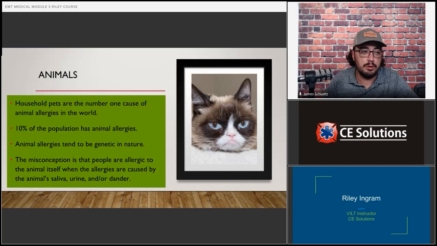Animals. Your household pets are going to be the number one cause of animal allergies in the world. 10% of the population has some type of animal allergy. They tend to be genetic in nature. Not all the time though.